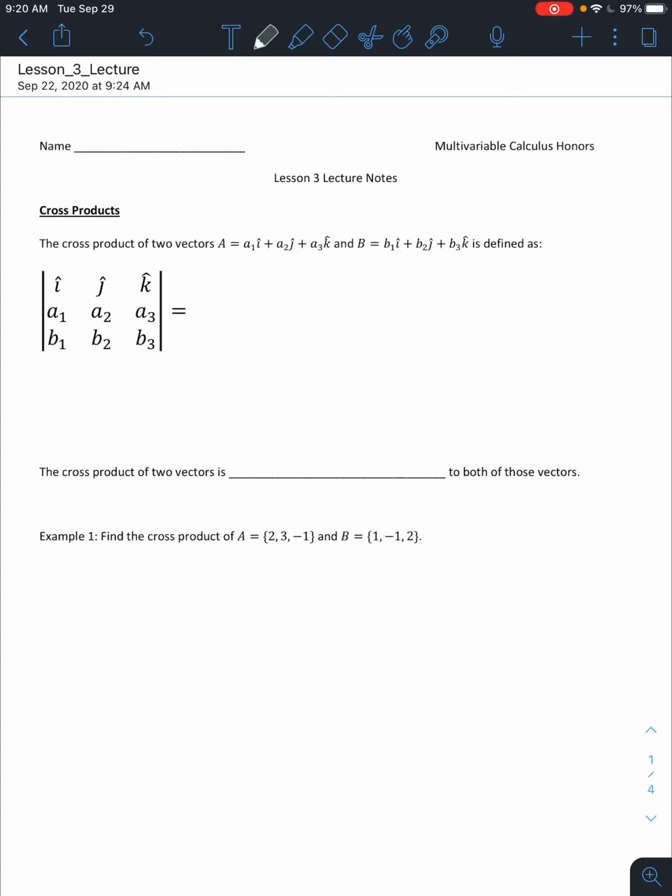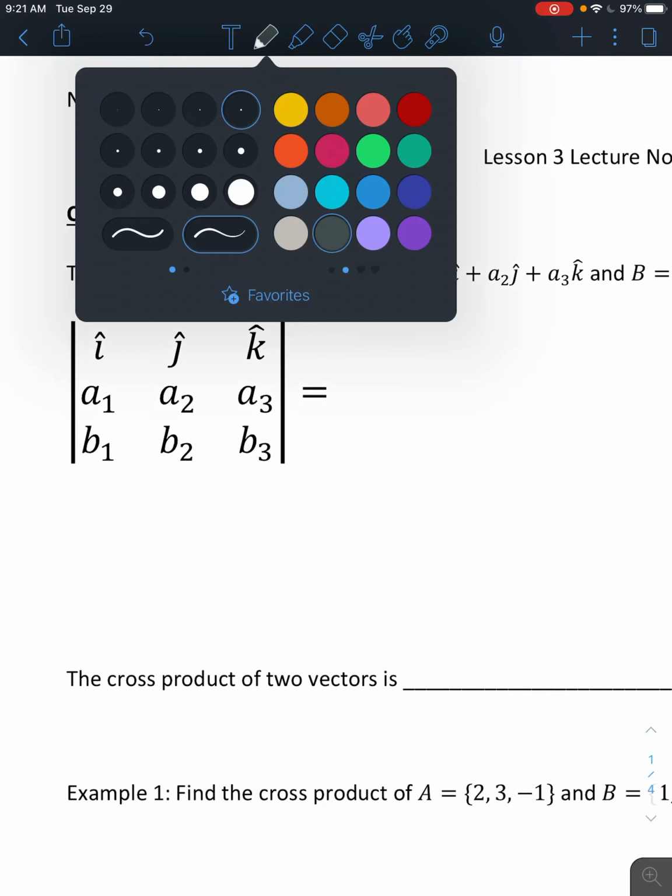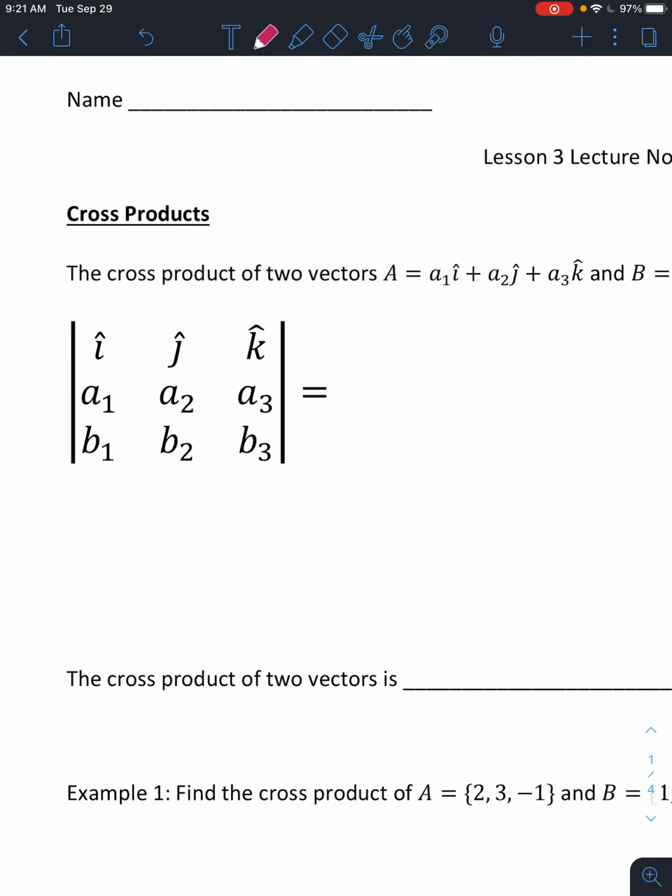So what you want to do is set up a 3 by 3 matrix, the top row being i, j, k, the second row being one vector, and the third row being the second vector's coefficients, and you're going to find the determinant of that matrix. I don't know how you learned to find determinants. Whatever way you learned is fine. This is the way I learned, and I like it, so I use it this way. What I do is copy down the first and second columns like so, and basically just do some multiplying.